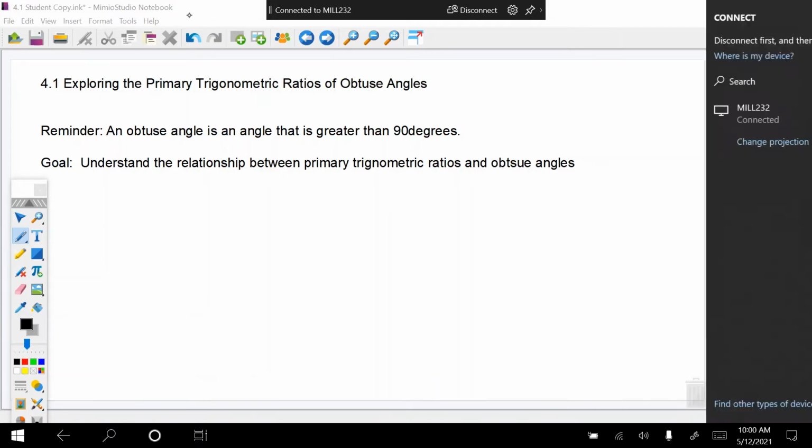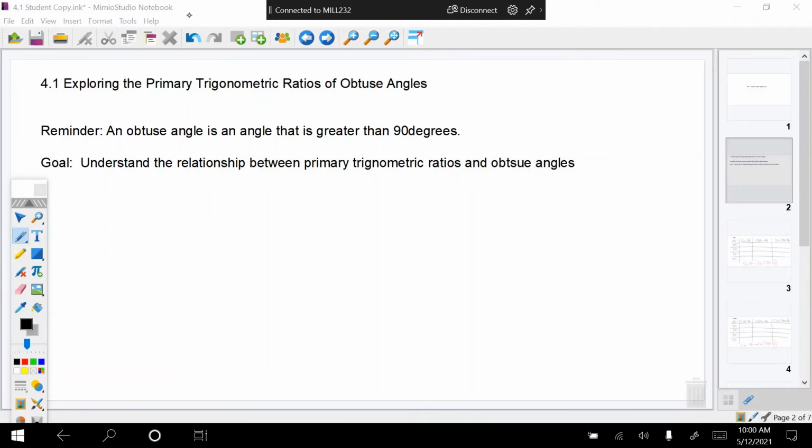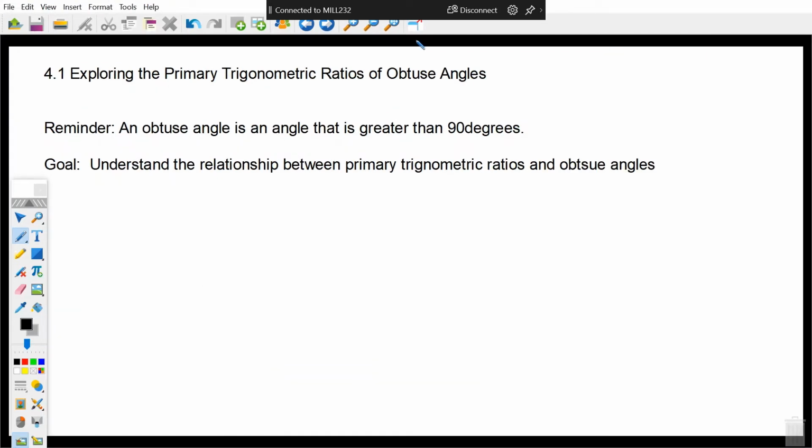Sorry about that. In Chapter 3, we dealt with acute triangles, triangles that had angles that were all less than 90 degrees. In Chapter 4, we are going to deal with obtuse angles. So now, a reminder, an obtuse angle is an angle that's greater than 90 degrees. So we could get a triangle.